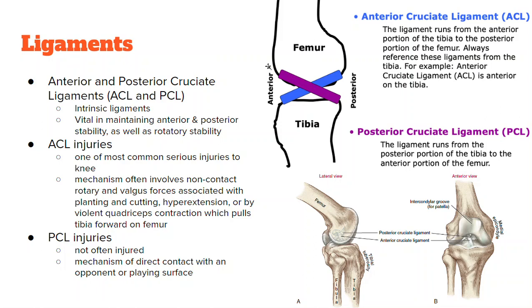ACL is one of the most common serious injuries. It's usually non-contact, and it has some rotary or valgus forces from planting, cutting. We see it in sports like soccer, football, etc. You'd have hyperextension or a violent or a large quadricep contraction, which will pull the tibia forward on the femur. PCL injuries are not as common, and it's usually a direct contact with an opponent or a playing surface.